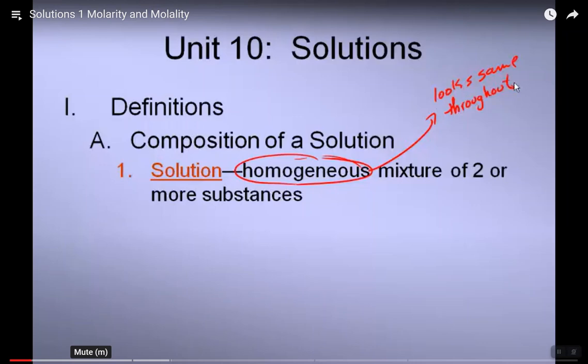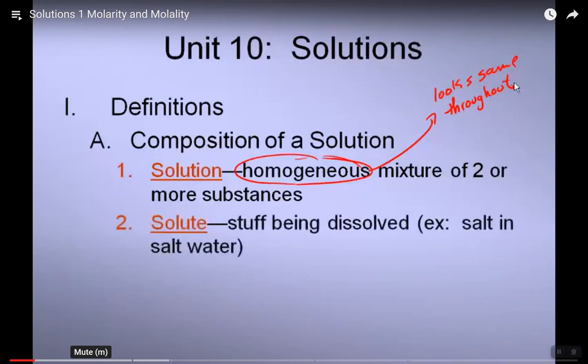Okay, so we're talking about something where no matter where in the solution I'm looking, it's going to have the exact same composition. Inside of that solution, there are two things. You have the solute and the solvent. The solute is the stuff being dissolved.